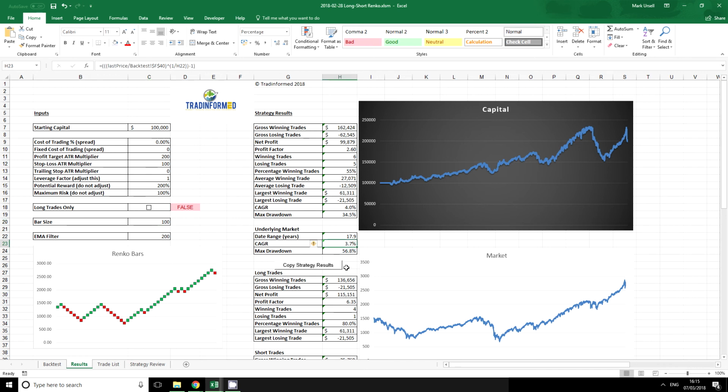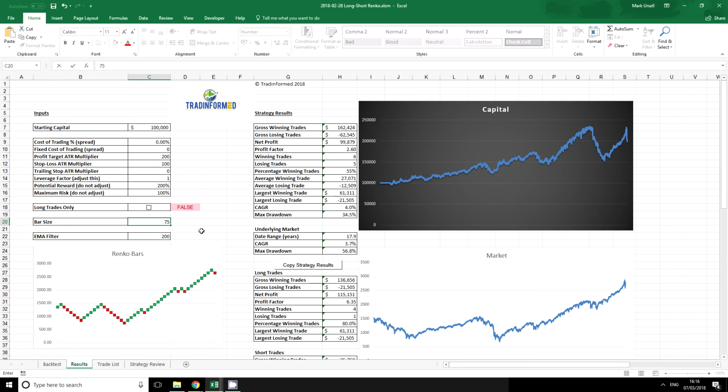So over this time period, we can see here the underlying market has had a compound annual growth rate of 3.7% and a maximum drawdown of something close to 57%. Now, of course, the problem with maximum drawdowns, especially ones that large, is a lot of people bail out just at the wrong time. 2008, 2009 in particular. So we've got a strategy here that has a growth rate of 4%, not really a lot different to be honest compared to the market, with a slightly lower maximum drawdown.